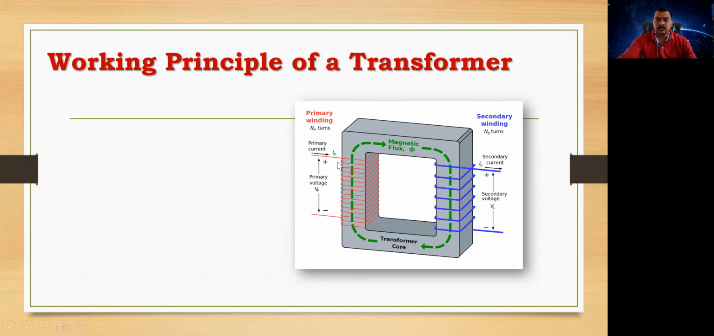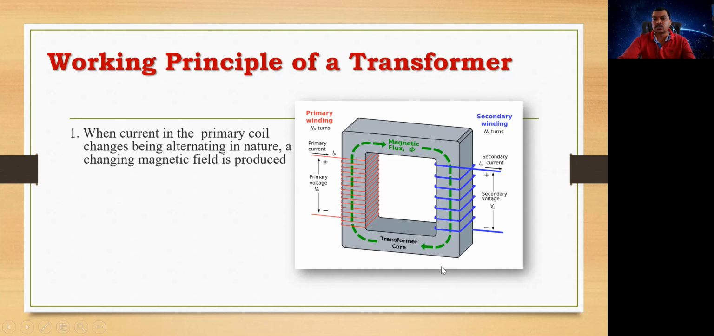In this, there are a number of turns. NP is the number of turns, the number of rotations of the primary coil, and NS is the number of turns in the secondary coil. So we have two coils separated, and in between them we have a core made of iron, which is called the transformer core, and there is a magnetic flux denoted by phi. Now an AC current is passed through the primary, with positive and negative terminals, then the EMF is induced in the secondary.